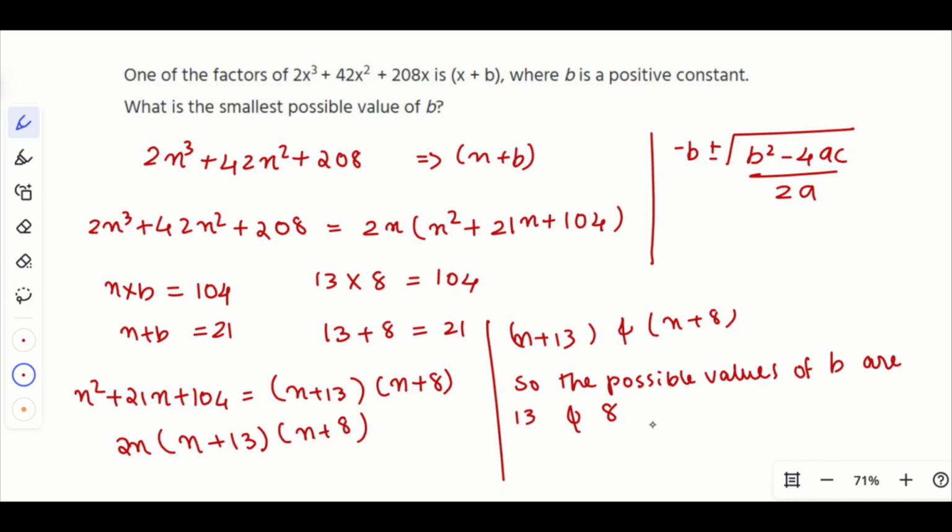Since the question only asks for the smallest, we got two numbers, so what is our question specifically asking? The smallest possible value. So you have to specify it. What is the smallest number? 8, right? So we will write b is equal to 8. The key idea is to first factor out the greatest common factor, otherwise we will be stuck. Then factor the quadratic by finding two numbers based on the given product and sum.